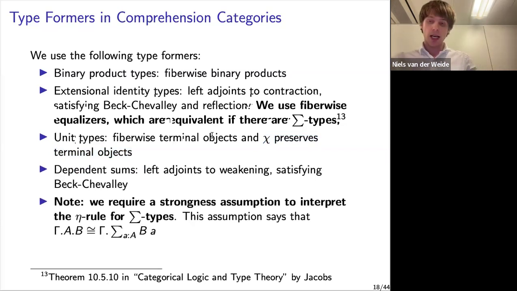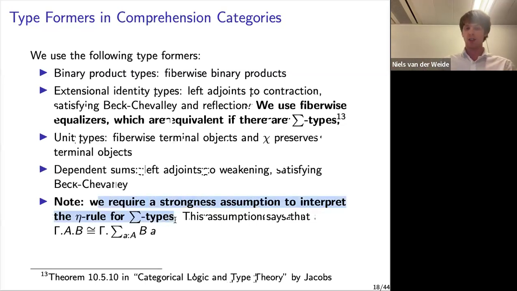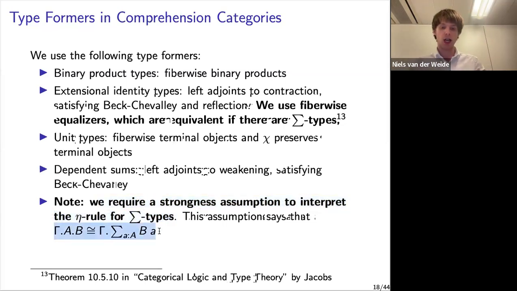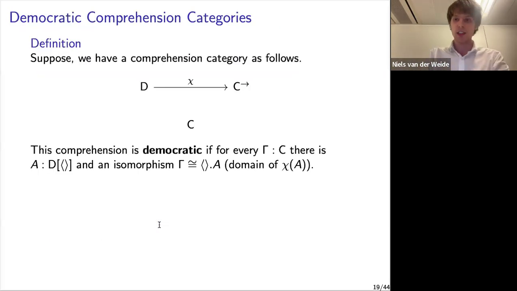Then we have dependent sums, and then we follow the common slogan of quantifiers as adjoints. So dependent sums are left adjoints to weakening, and we need to have a Beck-Chevalley condition to guarantee that they are preserved by substitution. But if we only require this, then we don't have enough, because we also want the eta rule. And to have the eta rule for dependent sums, we need to require an additional strongness assumption that says that these two types are isomorphic. That's basically the additional assumption that we need in order to interpret sigma types correctly. And then there's this notion of democracy.